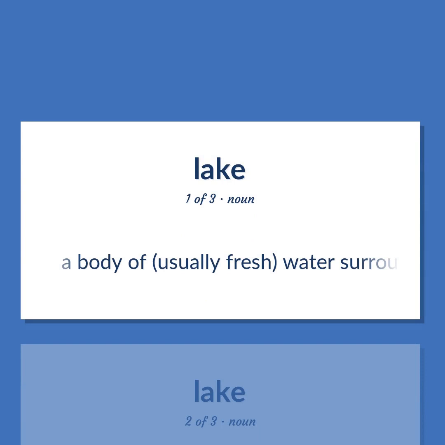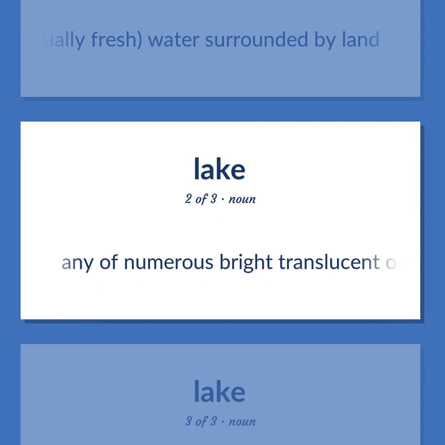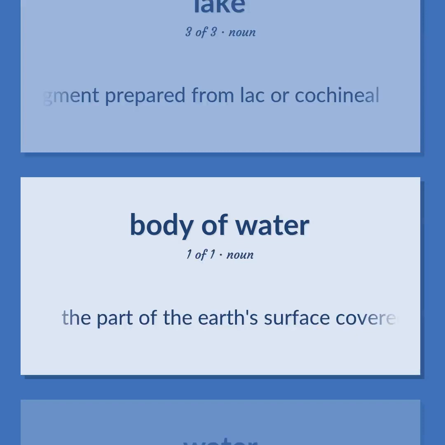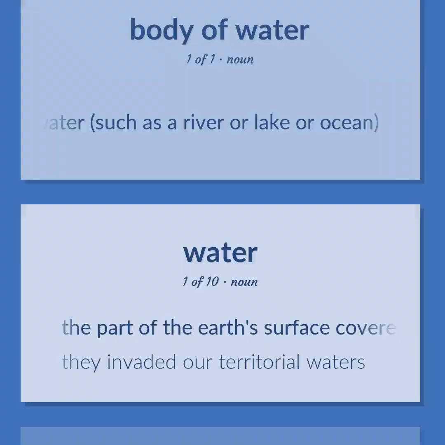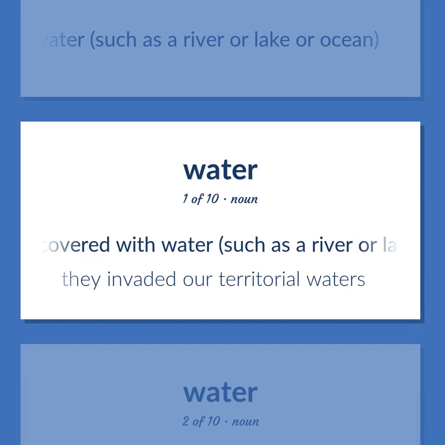A body of, usually fresh, water surrounded by land. Any of numerous bright translucent organic pigments. A purplish-red pigment prepared from lac or cochineal. The part of the Earth's surface covered with water, such as a river or lake or ocean. They invaded our territorial waters.